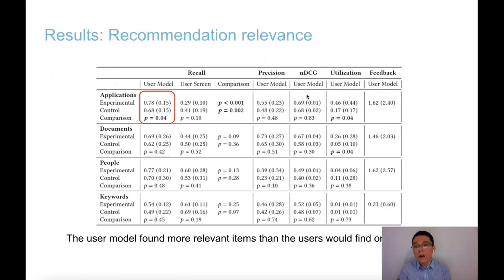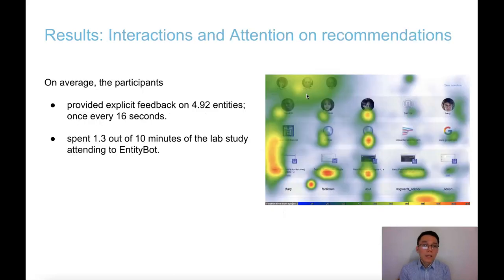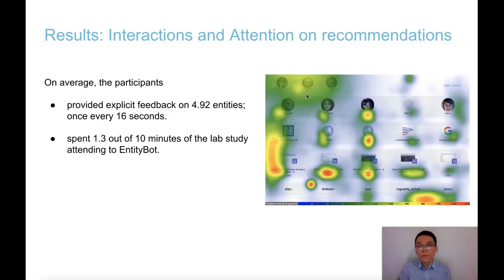This table summarizes the results for one of the measures. We found that the recall was high in both control and experimental conditions. This indicates that the user model can find more relevant items or entities compared to what the user could find by themselves. We also observed that in the experimental condition, the number of applications participants used for the task was significantly higher compared to the control condition. And we found that participants still focus more on the main task because they only spend 1.3 minutes on the recommender system user interface.